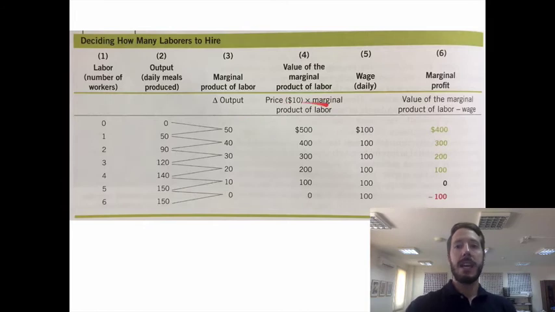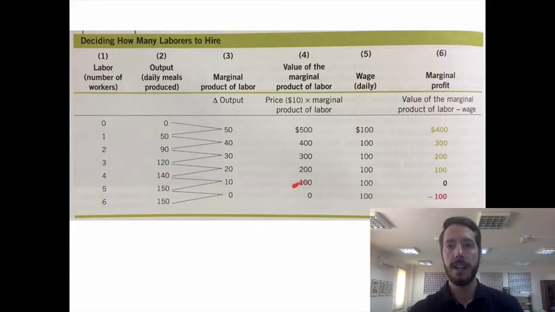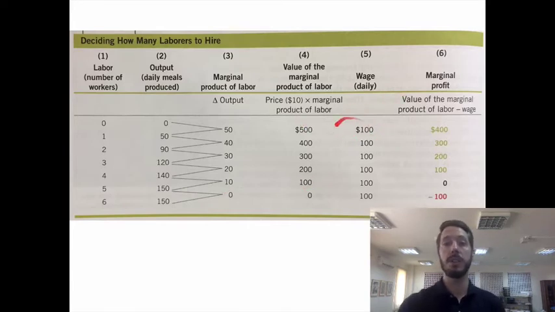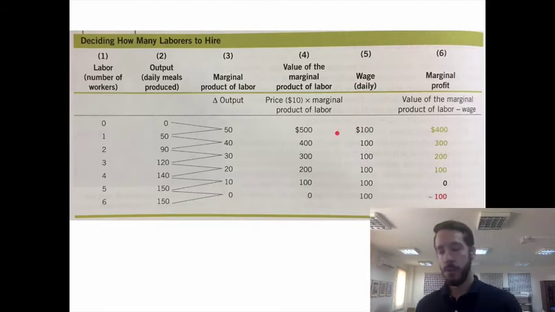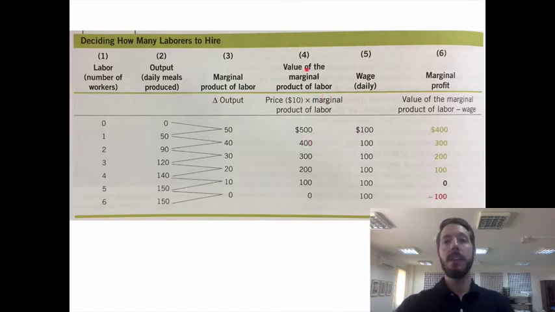So you take 10 times 50, that's the value of marginal product of labor for 1 worker. 2 workers, 10 times 40, 400. 3 workers, 10 times 30, 300. 10 times 20, 200. 10 times 10 is 100. Now, you keep hiring workers. Let's say it's $100 a day to hire someone to work at McDonald's. So I keep hiring them until the value of the product of labor matches how much they get paid.